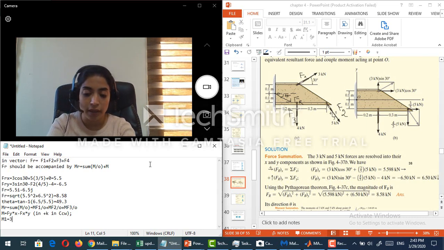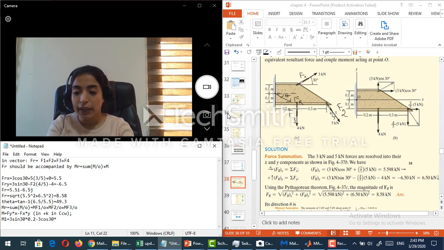F1y, that is 3 sine 30, times x. Now what is x here? So x here is basically equal to 0.2, minus Fx, that is 3 cosine 30, times y, and y here is from this point to O, this is 0.1. So this is M1.